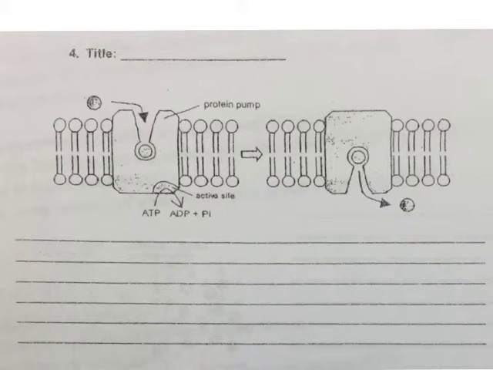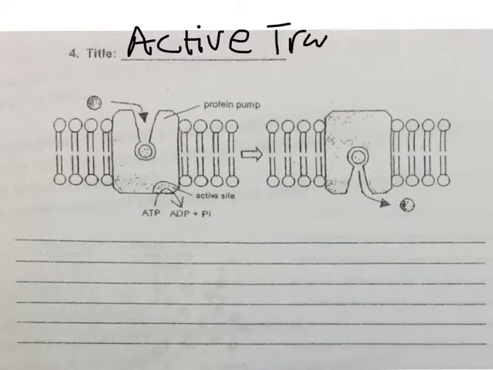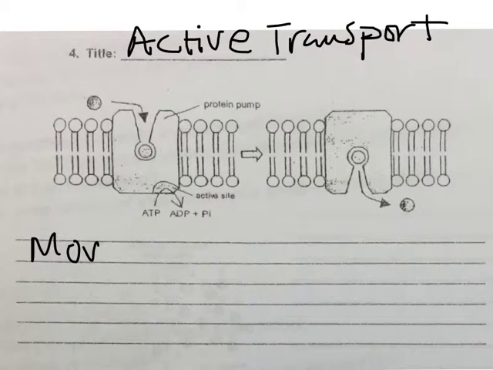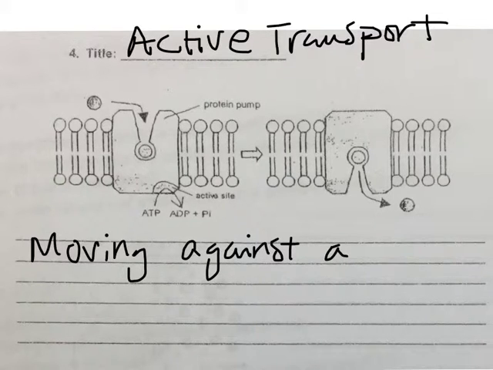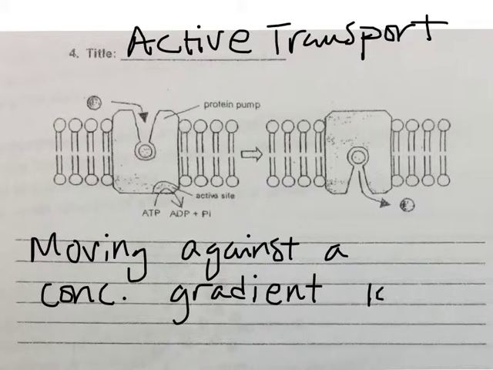Now, there's another way that big stuff gets in, and that other way is through something called active transport. Now, active transport through a protein happens because you are moving against a concentration gradient. In other words, we are going from low concentration to high. Okay, so low to high.